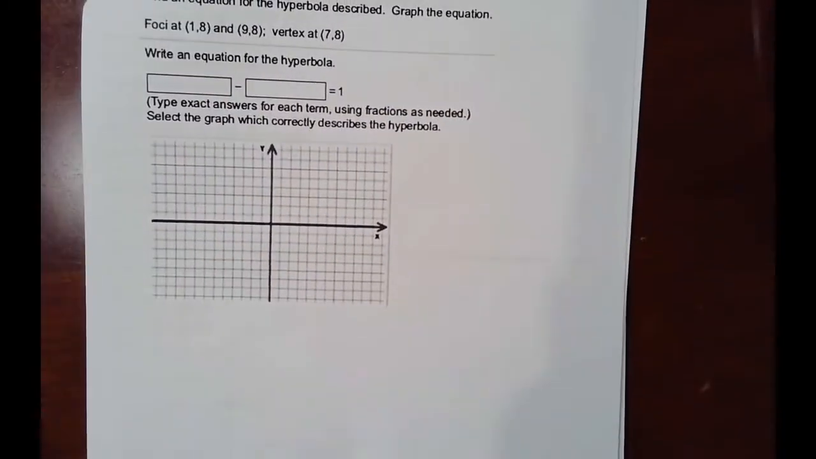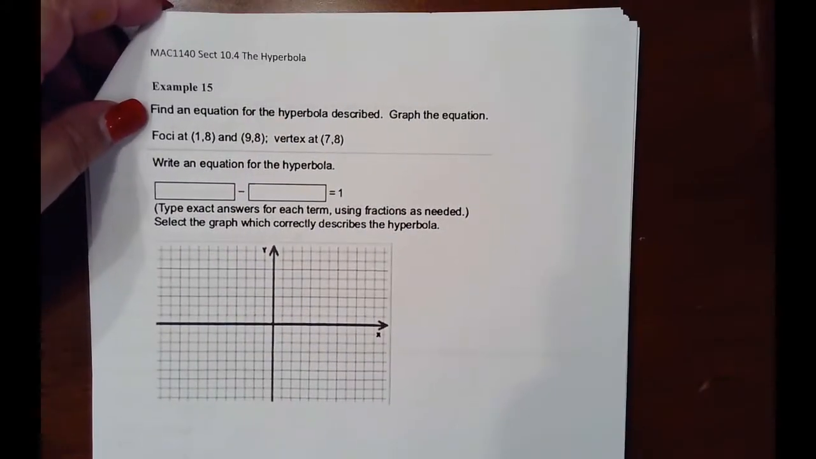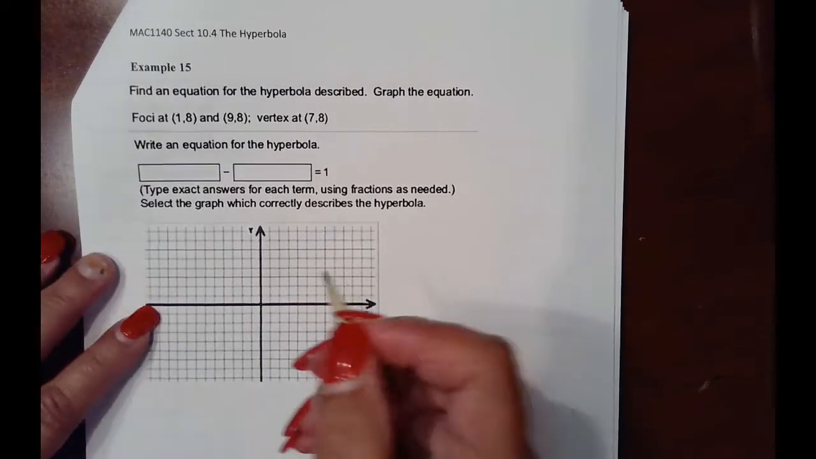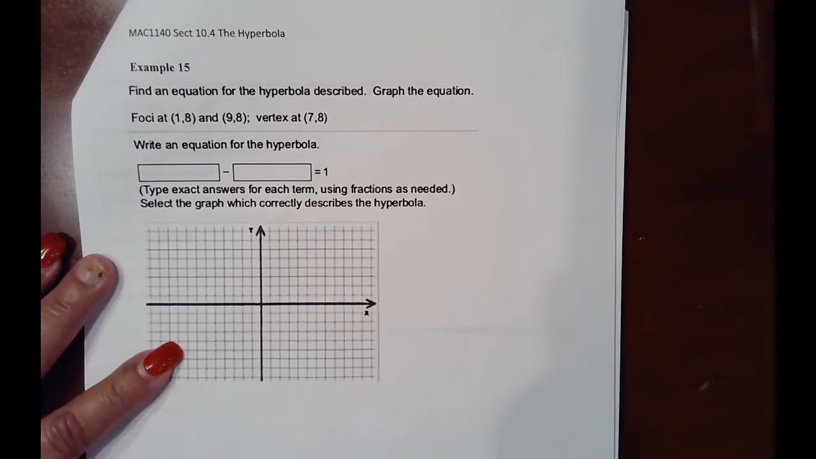Here's 15. Find an equation for the hyperbola described. Graph the equation. They give you the foci at 1,8 and 9,8. The center's not mentioned this time, and the vertex is at 7,8. So we're going to figure out how to get our a, b, and c value from the information that's been given here. Okay, so we have one foci at 1,8.